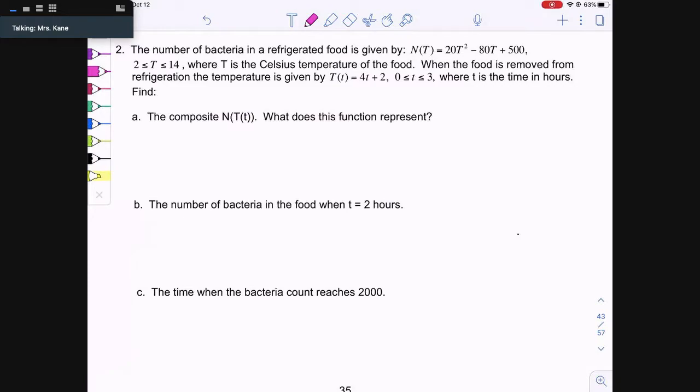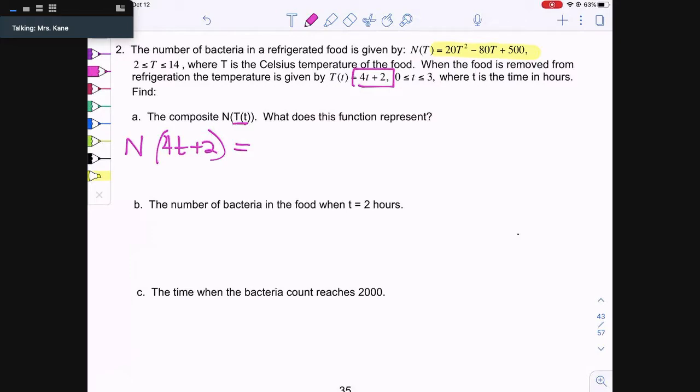So for the first question, it says find the composite n of T of t. A composite function is kind of like substituting. If I look in the middle here, temperature with respect to time is the equation that we're substituting in. So I have the N, which represents the number of bacteria, and then 4t plus 2. If I plug that into the equation for N, wherever I see a t, I should be replacing it with the 4t plus 2.